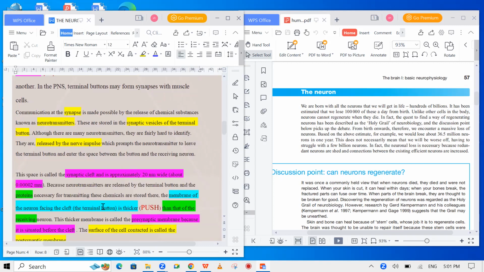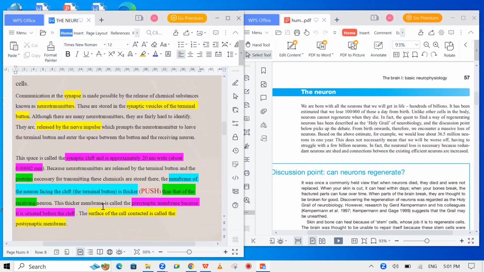Because the neurotransmitters are released by the terminal button, the proteins necessary for transmitting these chemicals are stored in the membrane of the neuron, as we have heard before also, that the membrane allows the objects to come in and go out. So the terminal button is thicker than that of the receiving neurons. Basically the terminal button is thicker because it has to push the neurotransmitters into the synaptic cleft so that the information is passed from the dendrites to the neurons, to the axon of the other cell.